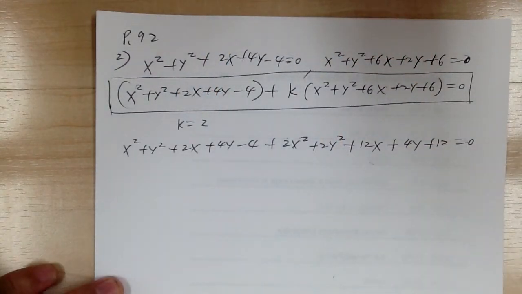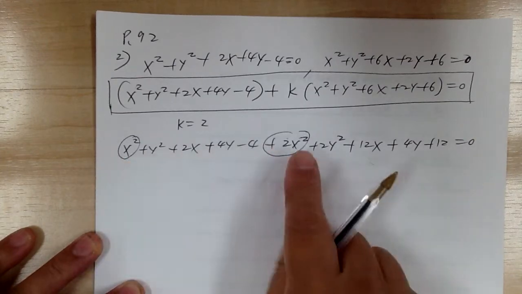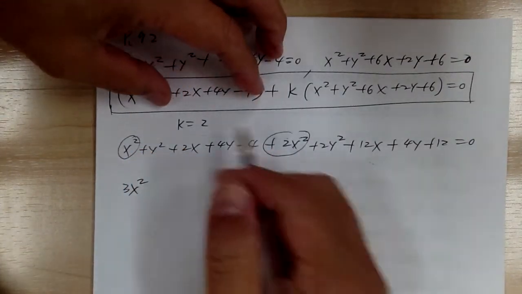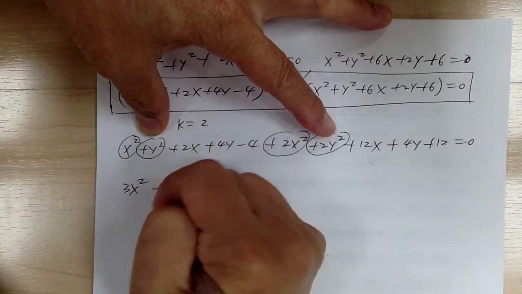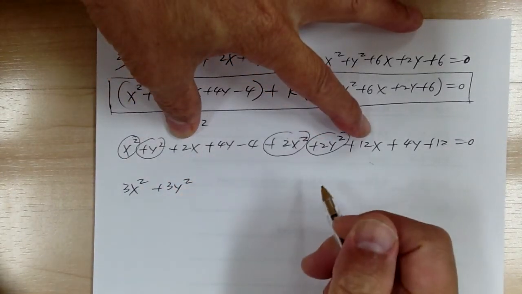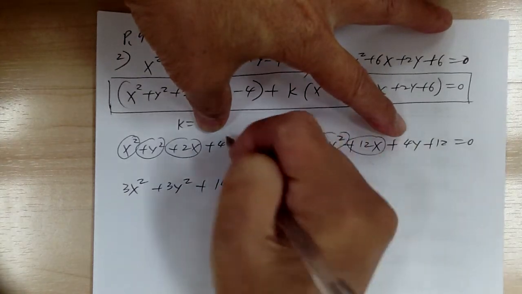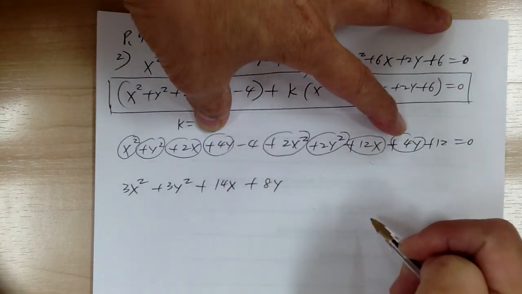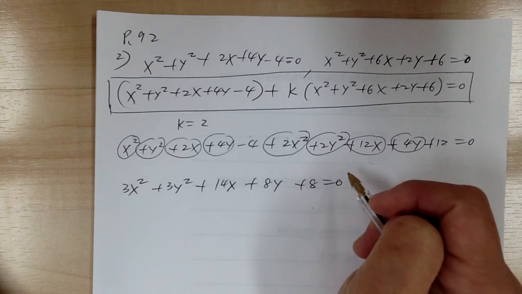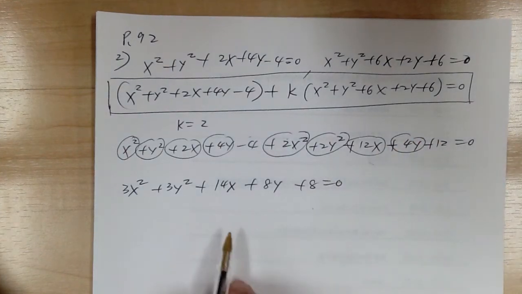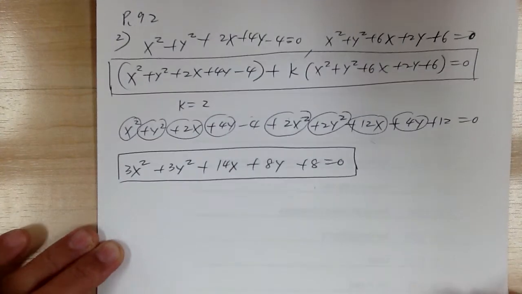Then after that, you go and combine the like terms. Again, when you do that, write it down so you can keep track. This one and this one will give you 3x squared. And then this one and this one, you can use your fingers to help you keep track, so it would be plus 3y squared. And the next one would be plus 14x, and this one will give you plus 8y. And the last two will give you plus 8 equal to 0. Then next, you want to check to see if you can simplify your answer. And so this is it. So this is number 2.